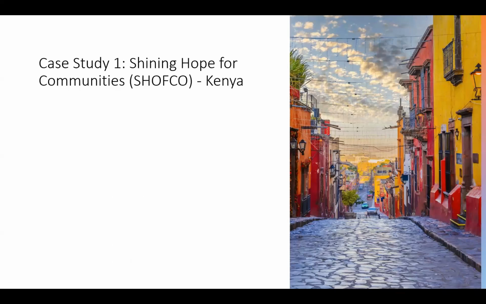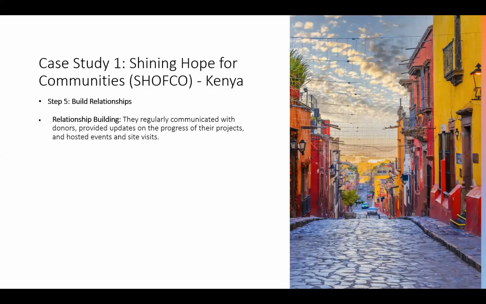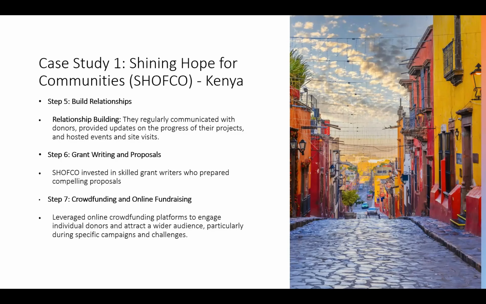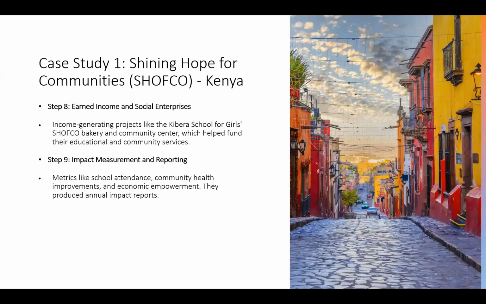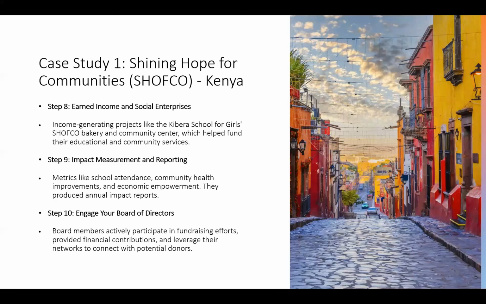I'm rushing against time, so that's why I'm moving a bit faster. Again, they have invested in building relationships. They have invested in grant writing. They have skilled grant writers. They have invested in crowdfunding and online fundraising. So it is a worthy case to look at. They have social enterprises as an income source, like the Kibera School for Girls. There is a SHOFCO Bakery and Community Center, which is also a source of income. They do impact measurement and reporting, as well as engage their board of directors to do fundraising.